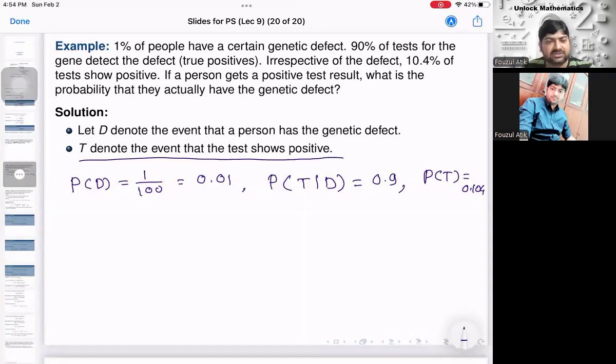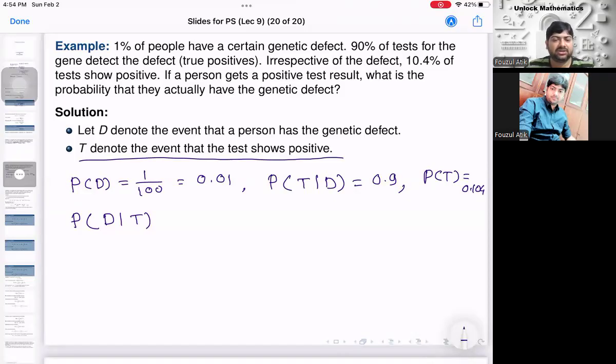Now what you have to find from this question: if a person gets a positive result, what is the probability that they actually have the genetic defect? That means if a person gets a positive result, so this is the given one, what is the probability that they actually have the genetic defect? So you have to find P of D given T. Now see, D and T are two events. Probability of D is given, probability of T is given. Now probability of T given D is also given. You have to find probability of D given T.